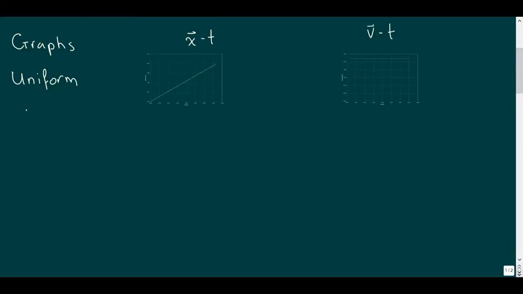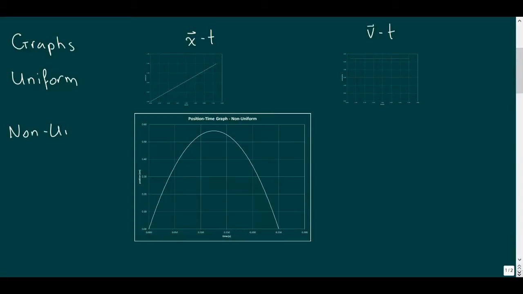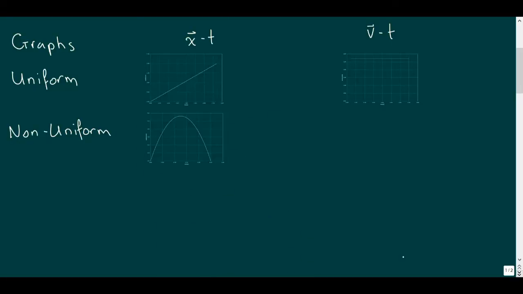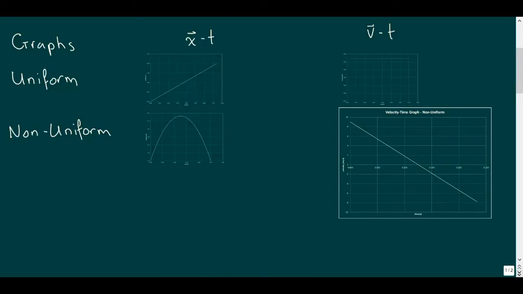Or is the motion non-uniform? Our position time curve now is curved, and the changing slope gives an indication of the changing velocity. And then our velocity time curve is now a diagonal line. Perhaps its slope has a story to tell.